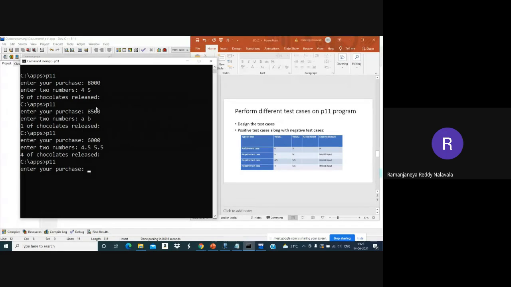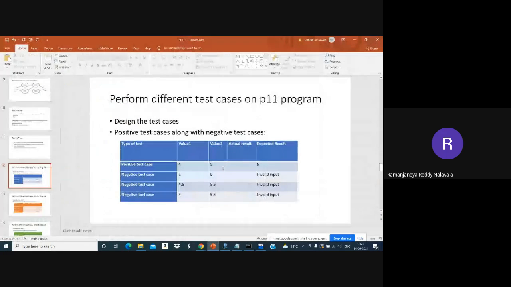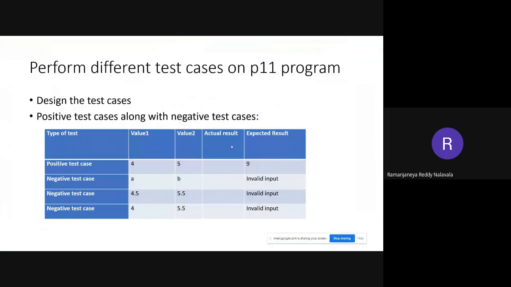Now if I execute one more time, see this purchase order, enter two numbers. One is 4, the second one is 5.5. Now 9 chocolates are released. That means, see, what is our expected output now? What is our actual? So here we should release... So the actual results are 9, and 1 and 4 chocolates released and 9 chocolates released.